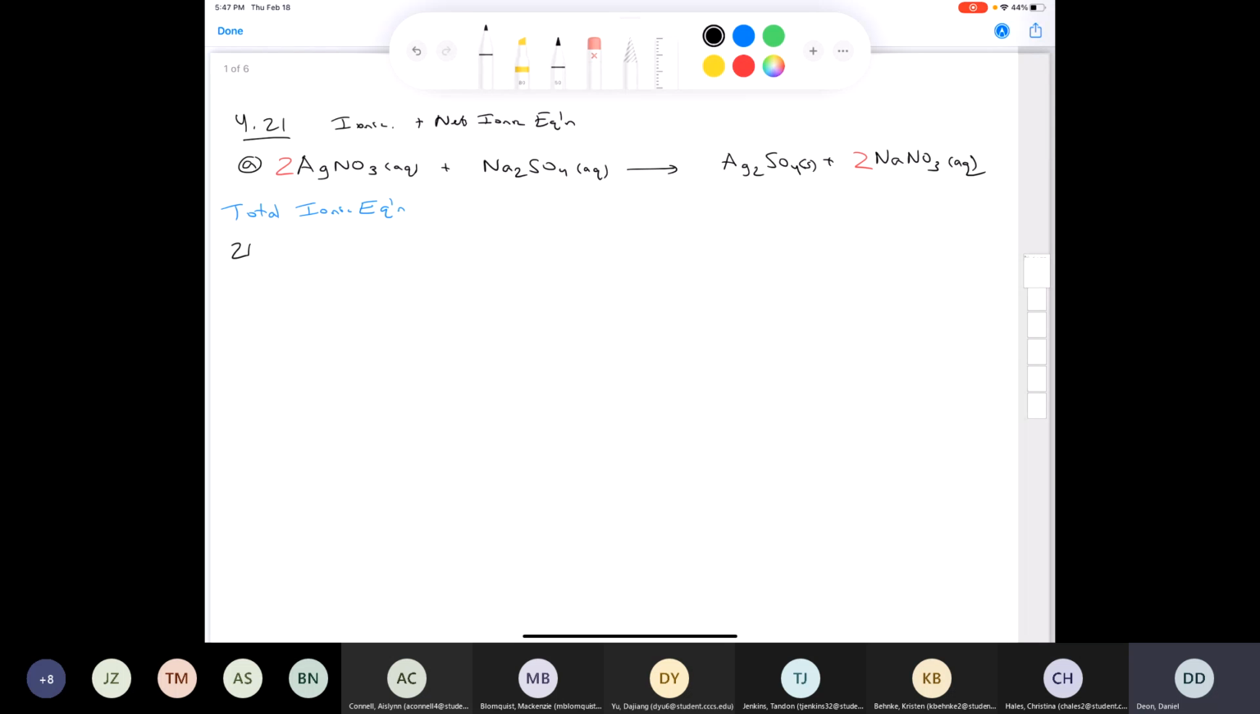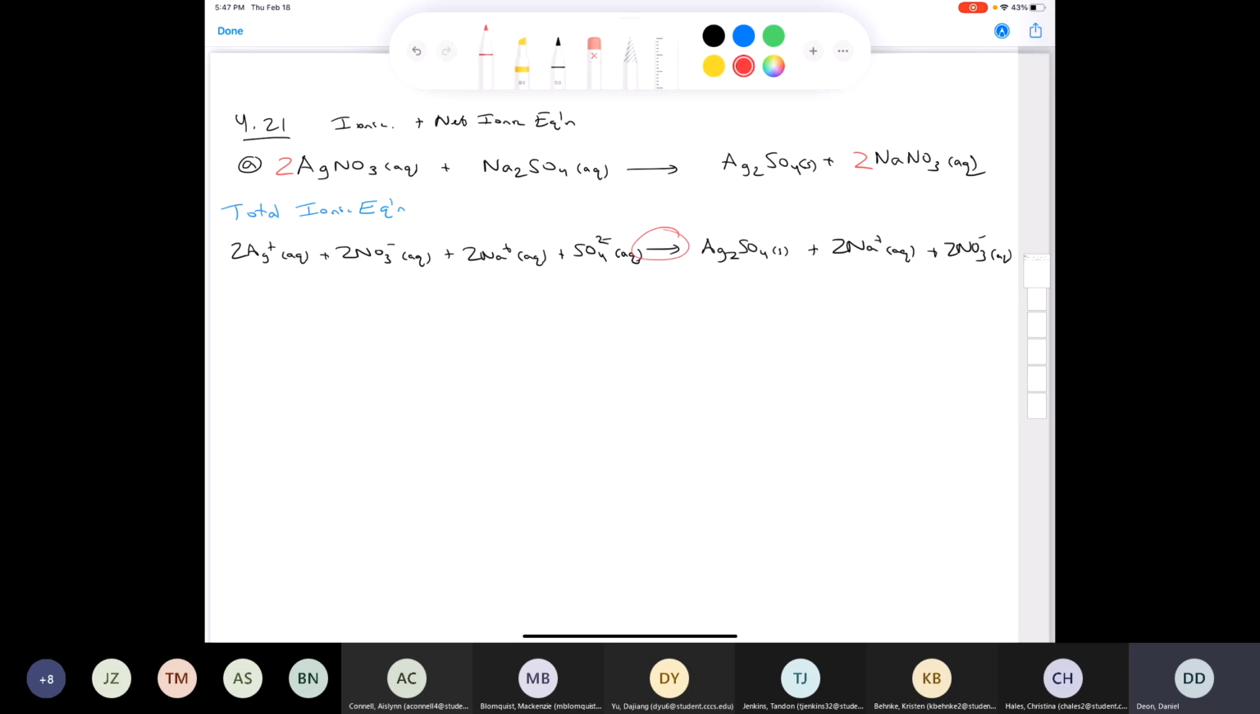So we have 2 silver plus ions that are aqueous plus 2 nitrate ions that are aqueous. We've got 2 sodium cations that are aqueous. We've got a sulfate ion that is aqueous. Remember, we don't break up the silver sulfate, so silver sulfate is still a solid, that didn't change, plus 2 sodium ions that are aqueous, plus 2 nitrate ions that are aqueous. Whew, just made it, okay?